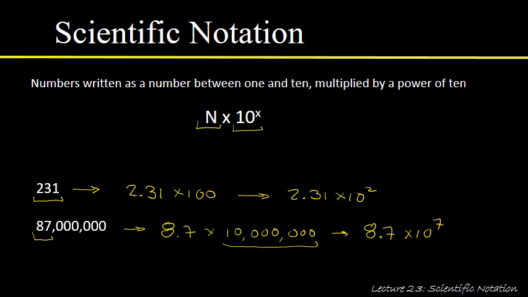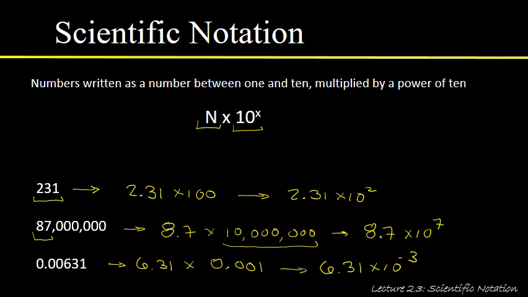And you can do the same thing for numbers that are smaller than 1. So 0.00631, we can rewrite this as 6.31 times 1/1000th. So times 0.001, and 0.001 is 10 to the minus 3. So we can write the number like that, 6.31 times 10 to the minus 3.